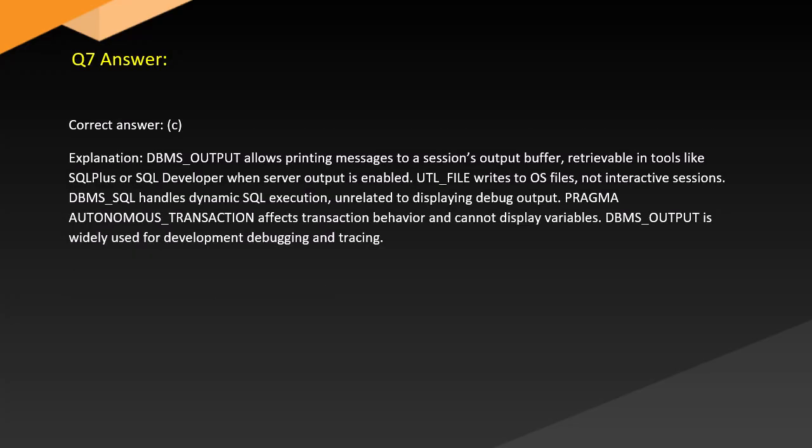Answer. Correct answer: C. Explanation. DBMS_OUTPUT allows printing messages to a session's output buffer, retrievable in tools like SQL*Plus or SQL Developer when server output is enabled. UTL_FILE allows writes to OS files, not interactive sends. DBMS_SQL handles dynamic SQL execution unrelated to displaying debug output. Pragma autonomous transaction affects transaction behavior and cannot display variables. DBMS_OUTPUT is widely used for development, debugging, and tracing.